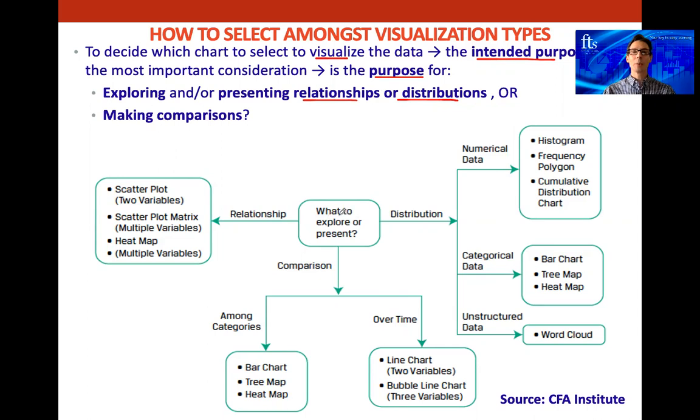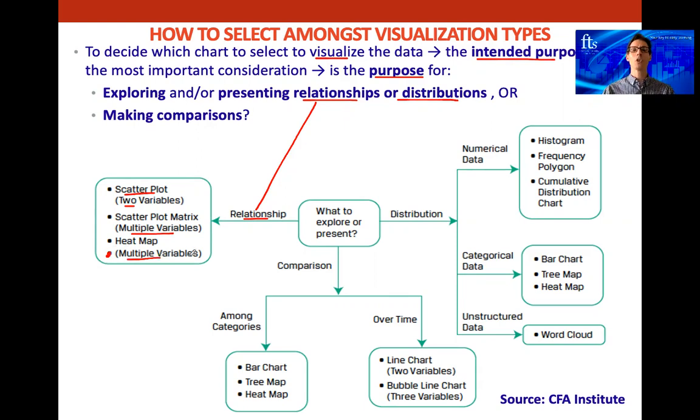Let's say we want to explore or present relationships. If so, we can use the scatter plot. That would be for two variables, like we've just looked at. Or we can do a scatter plot matrix if it's for multiple variables, which we also recently looked at. And then we can also do a heat map, if we have multiple variables.